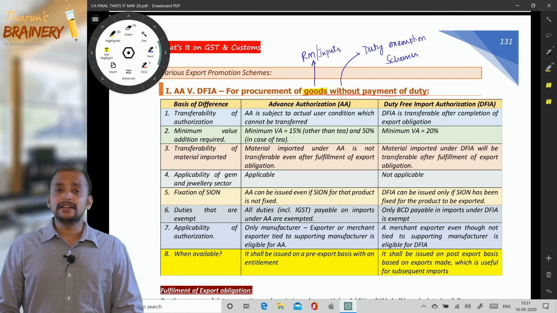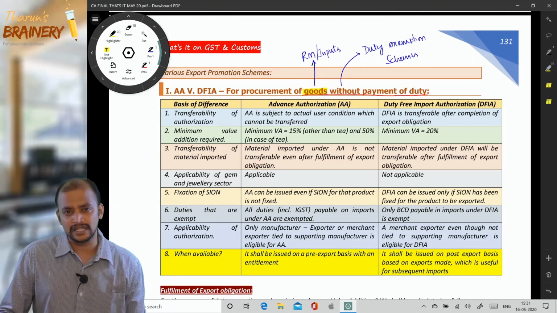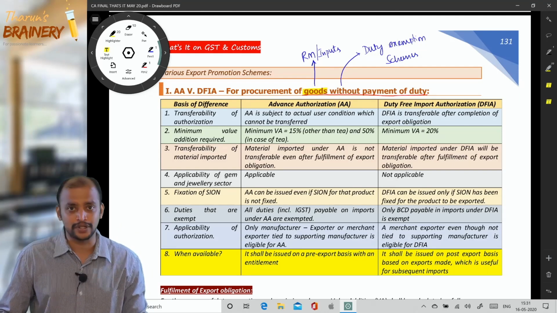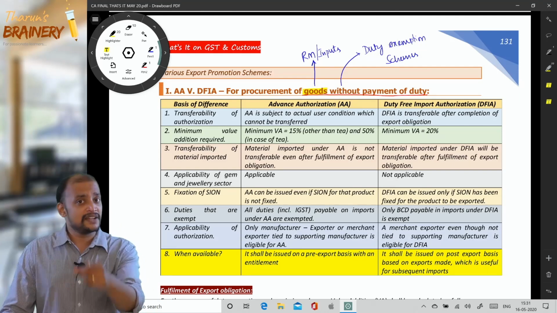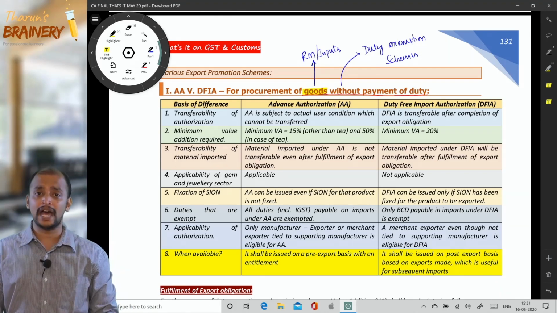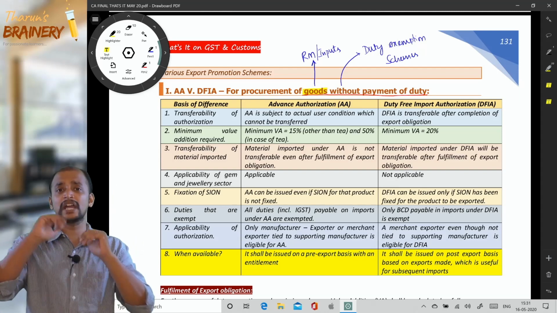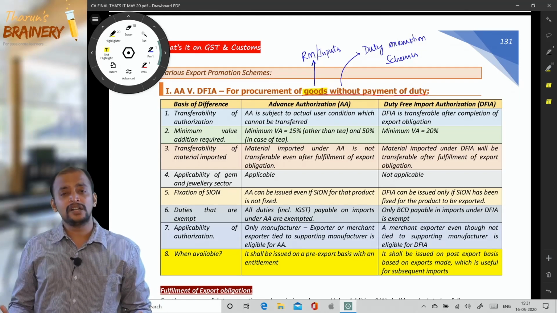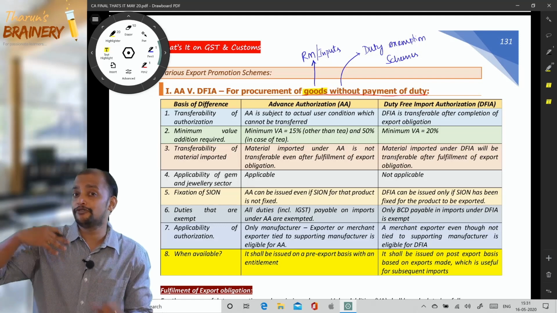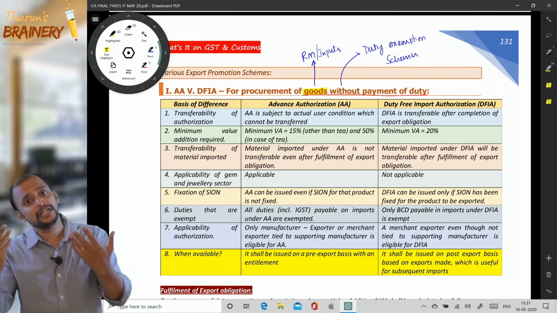Then, every time that license is given, what is the advantage that the person is getting? Say you got advance authorization. What is the advantage that you get? You can import the material without payment of customs duty. So you are saving some money. When you are saving some money, that's a loss to me as a government. So I will put a condition on you that you should achieve a minimum export obligation. So minimum you should export this much. Because with what objective am I giving you exemption? So that when you export, you are bringing some foreign currency reserves to the country. With that objective only I gave you.